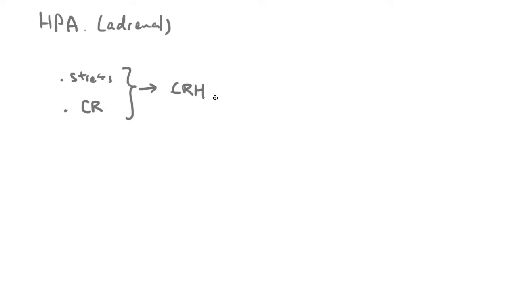So HPA is involved in the adrenal gland. So what happens is we have stress and we have circadian rhythm. They both contribute to the stimulation of the release of CRH from the hypothalamus, which then activates the release of ACTH from the anterior pituitary, which then stimulates the release of cortisol from the adrenal gland.